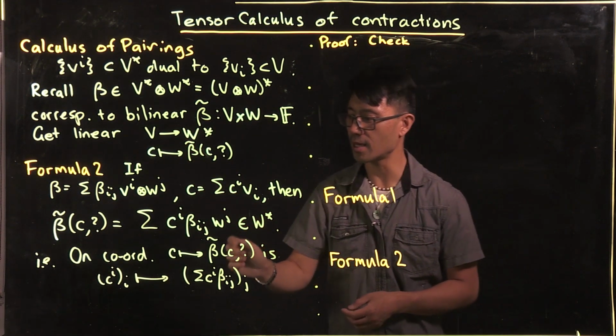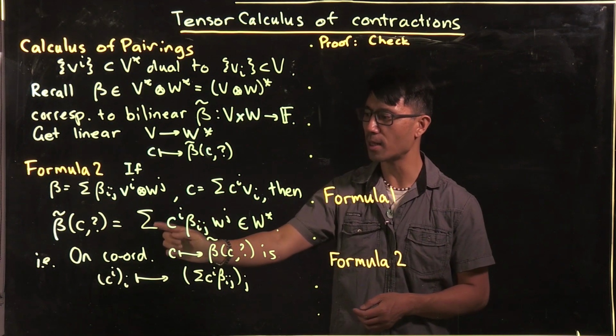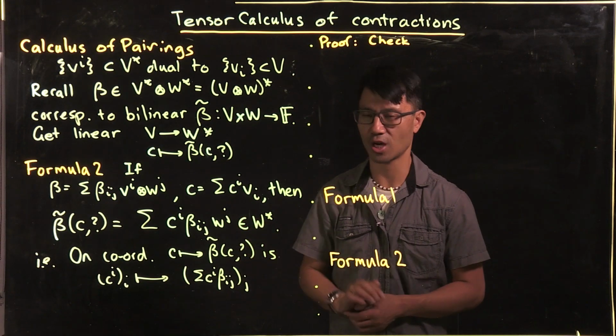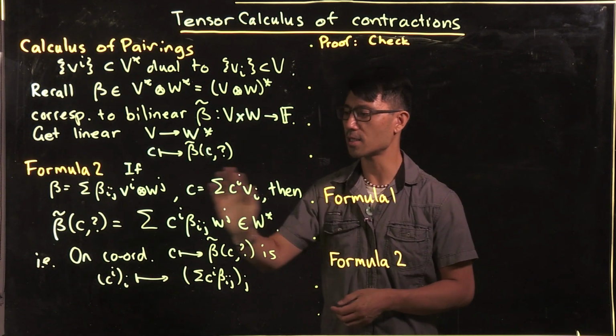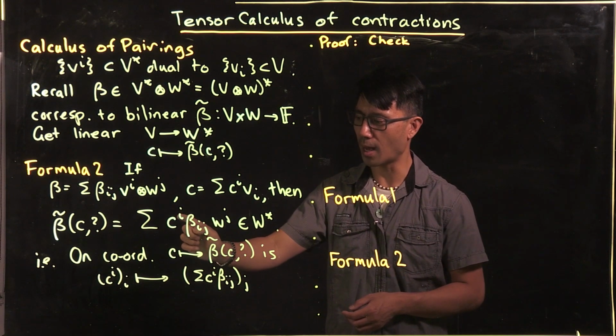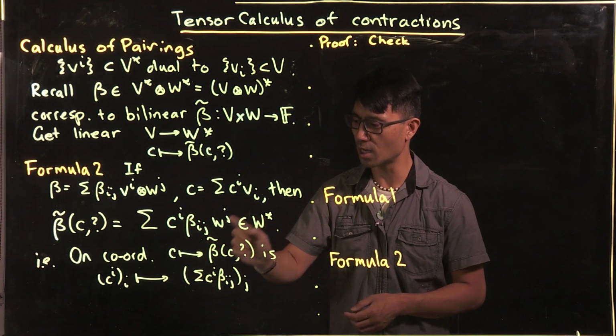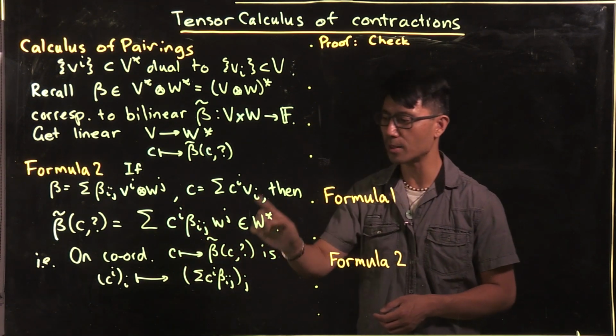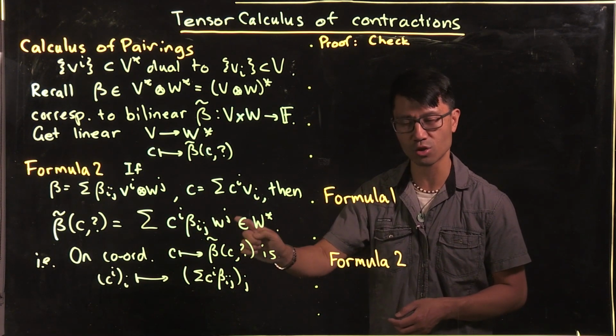And what is that? What you see here is this is the formula. It's the sum of c upper i beta lower ij of w upper j. Okay, so this is a nice formula. Again, you can see that there's one upper i, one lower i, one upper j, one lower j, so you sum over all ij, and at the end of the day you'll get some element of W dual. It's a linear combination of these dual basis vectors.